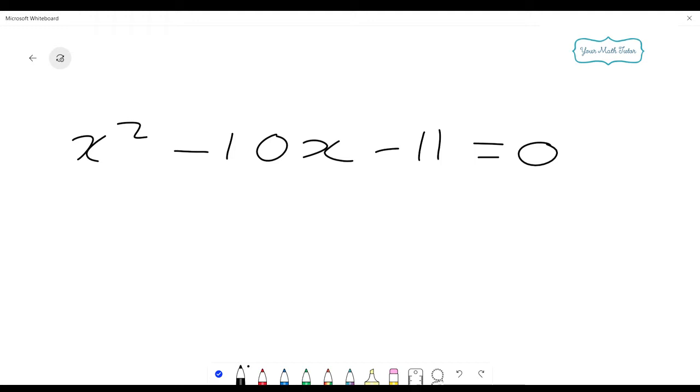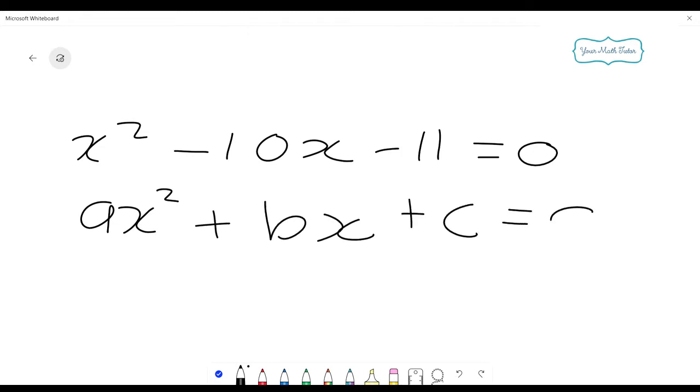So the first thing you have to do is make sure that your equation is in the form ax squared plus bx plus c is equal to 0. And if we evaluate our equation at the top, it is in that form. And then the second thing you have to make sure is that the coefficient of x squared, which is a, is equal to 1, which is the case in our equation.